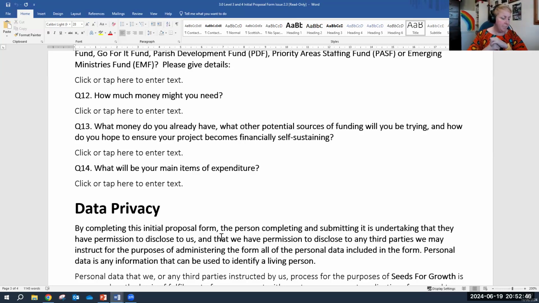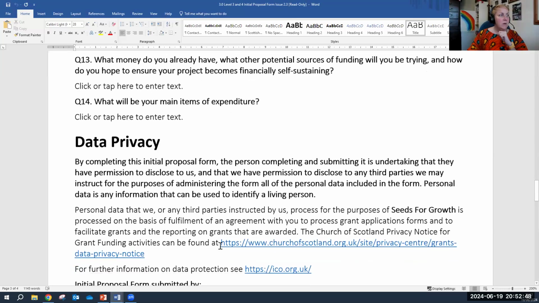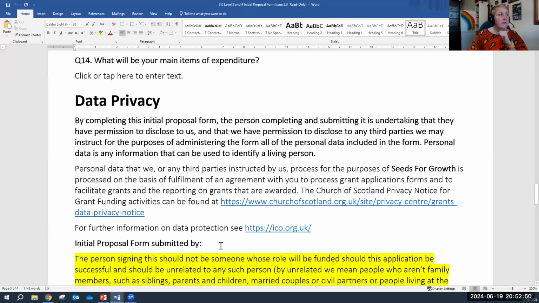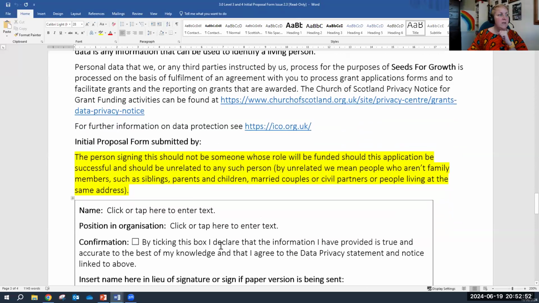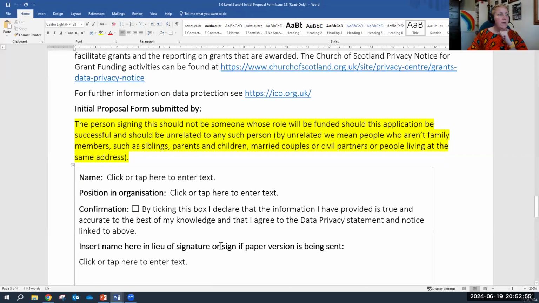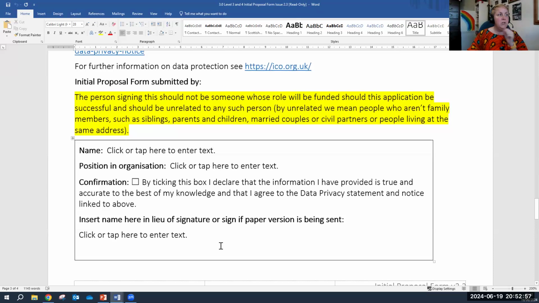And then we close with our normal data privacy notice, and we have a place here for signing and confirmation, same as before. The person signing should not be someone whose role will be funded, and it also can't be somebody who is related to that.